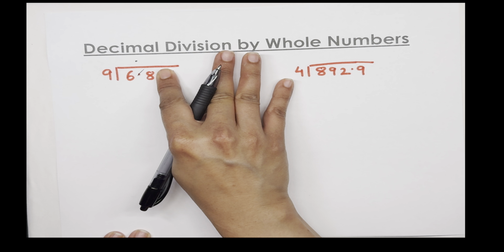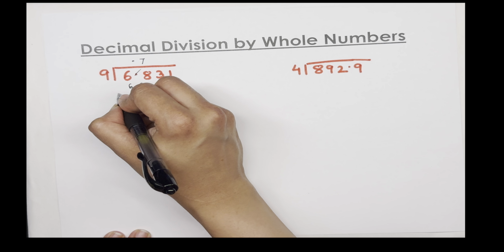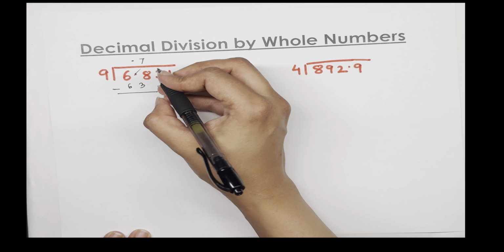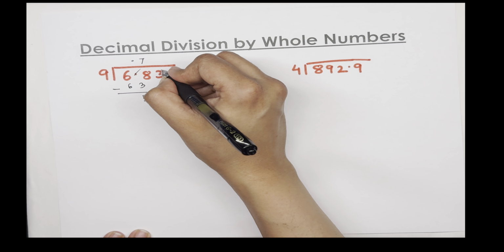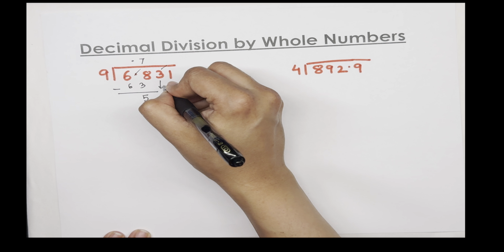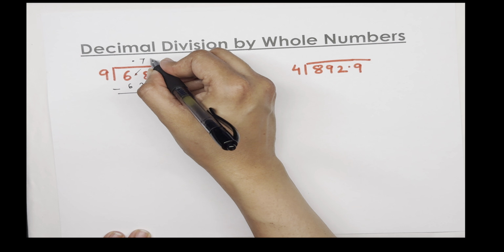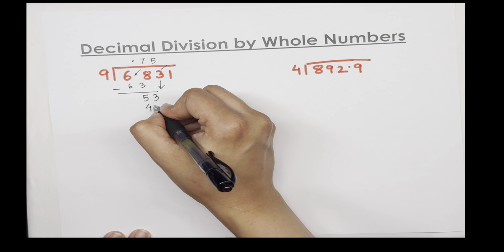Now, is it going? If you think about 9's table and try to go close to 68, 9 times 7 is 63. 68 minus 63 is 5. Next digit is 3. Put it down.